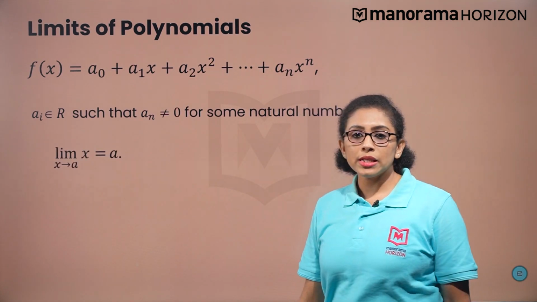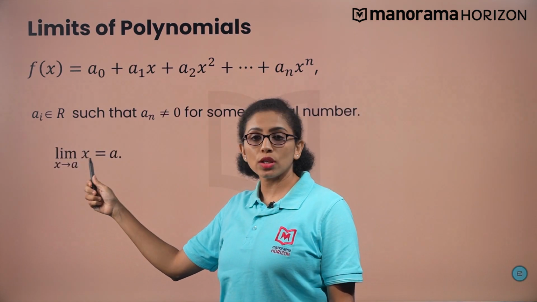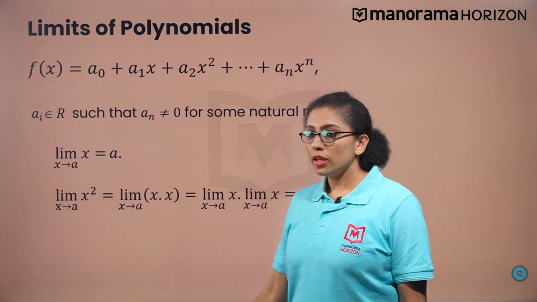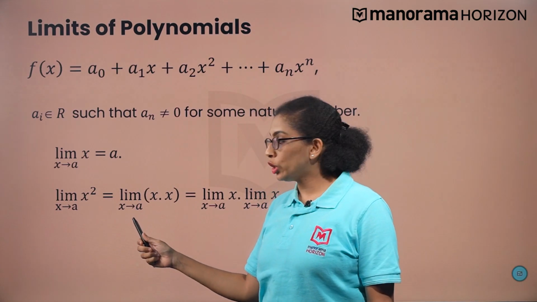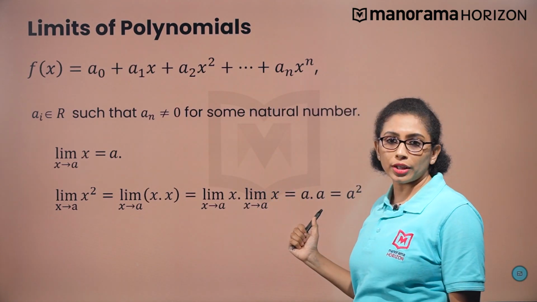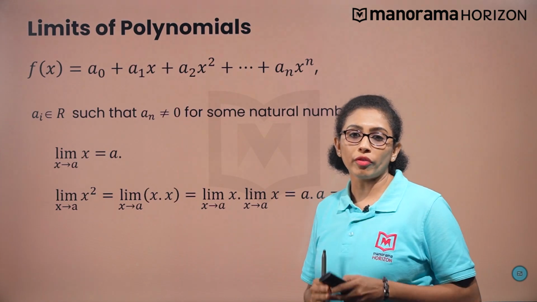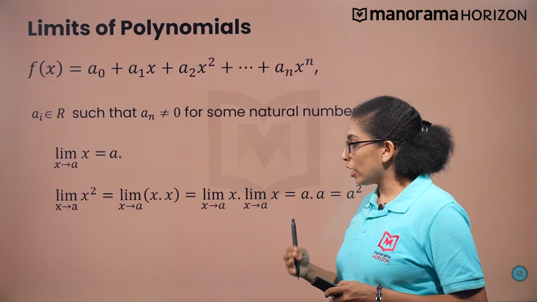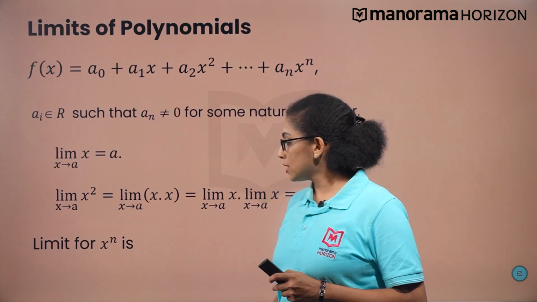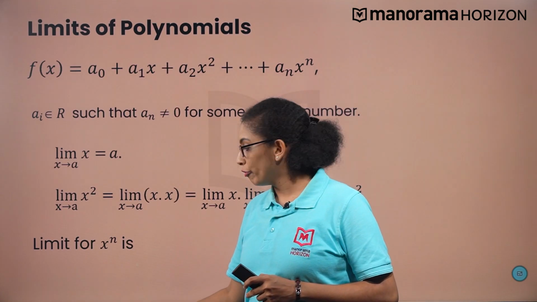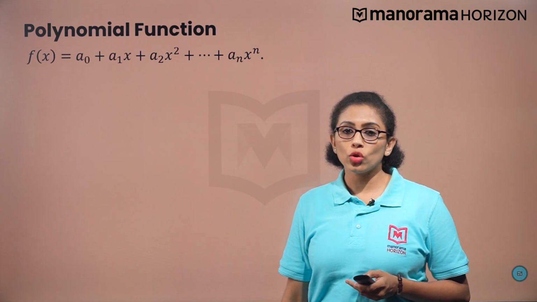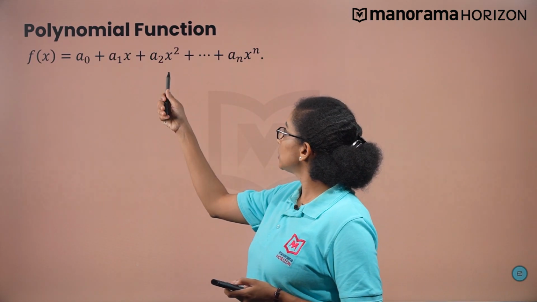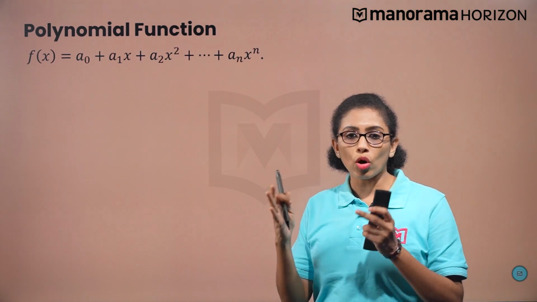As we know, limit x tends to a of x is equal to a. Hence, the limit x tends to a of x square will be equal to what? a square, using the product of two functions. And in this way, we can generalize, that is, the limit of x raised to n will be equal to a raised to n. Now, consider f of x is equal to a0 plus a1x plus a2x square up to an x raised to n, a polynomial function.